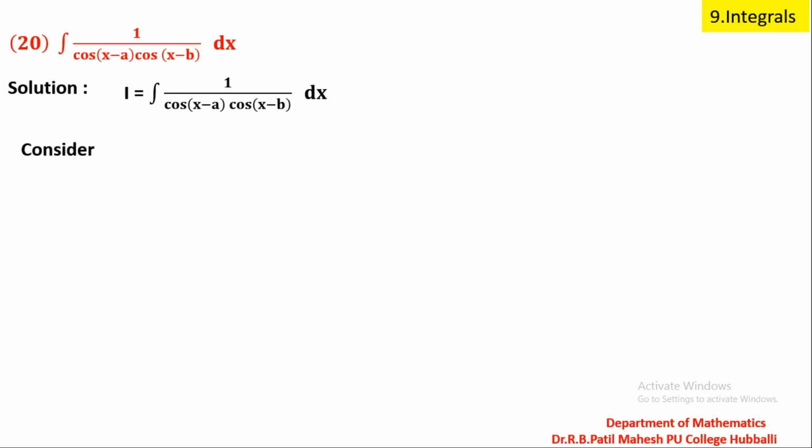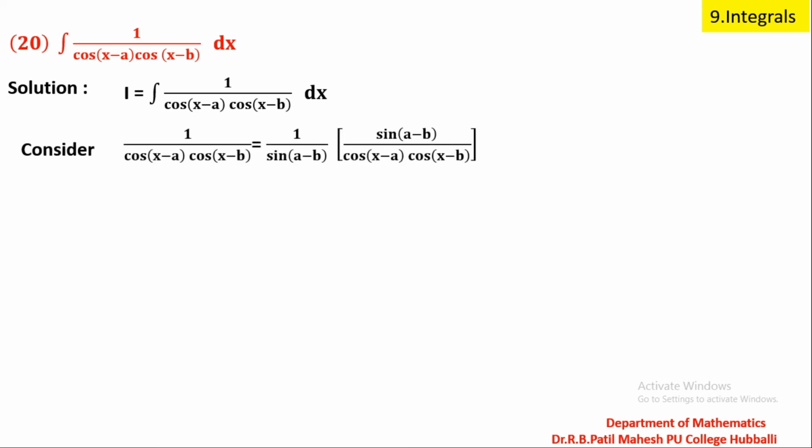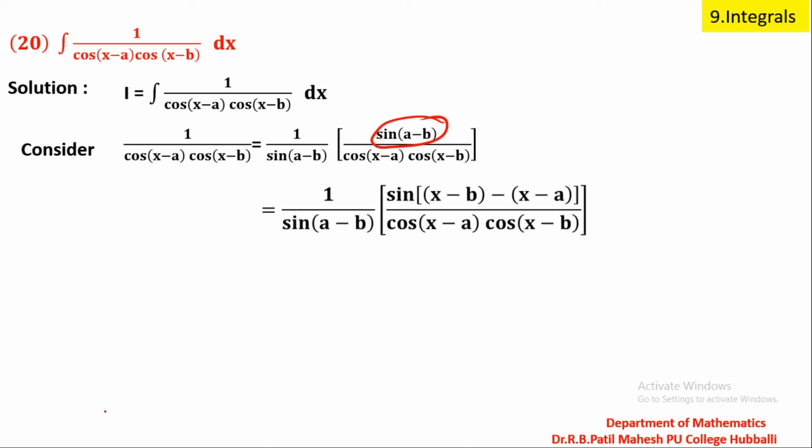Consider 1 upon cos of x minus a into cos of x minus b. Here I am taking the help of multiply and divide by sin of a minus b to the given 1 upon cos of x minus a into cos of x minus b. Multiply sin of a minus b, divide sin of a minus b. The reason for that is, you can express sin of a minus b as, look at the next step, students. Some terms will remain as it is. 1 upon sin of a minus b remains as it is.